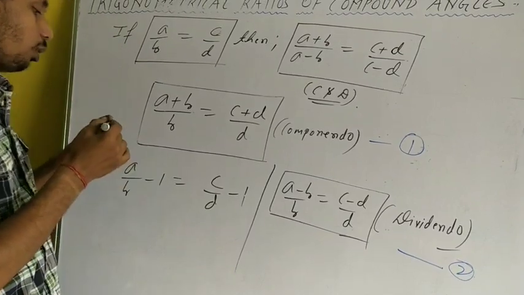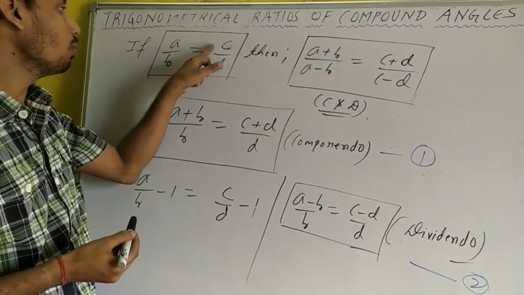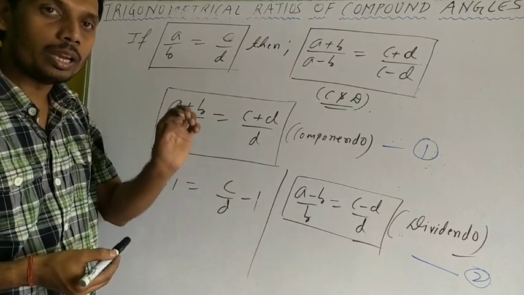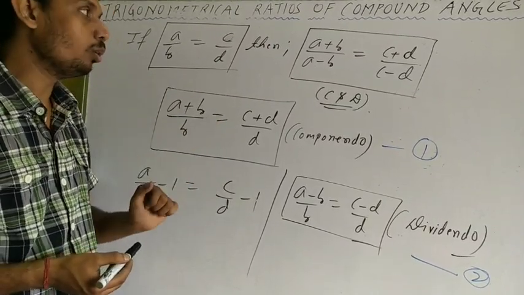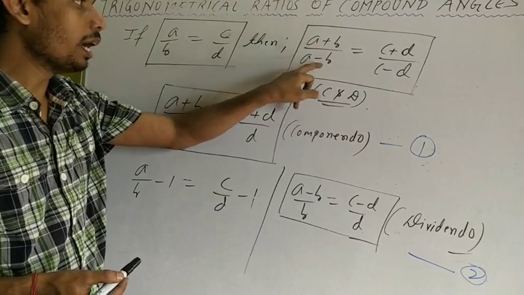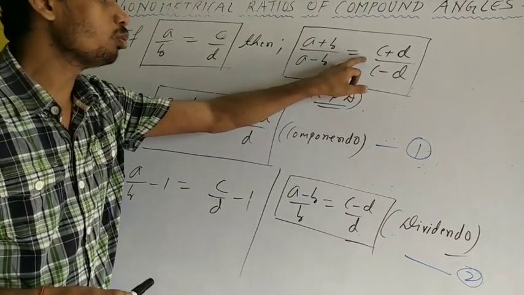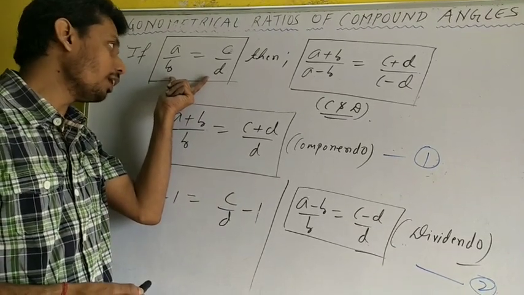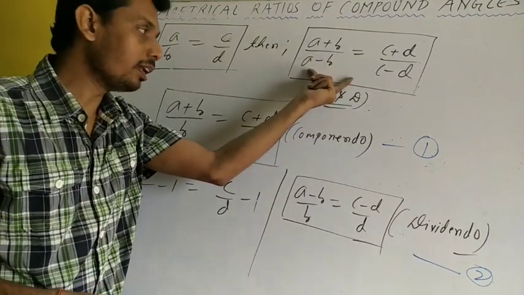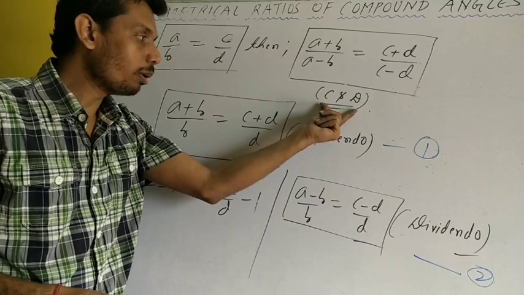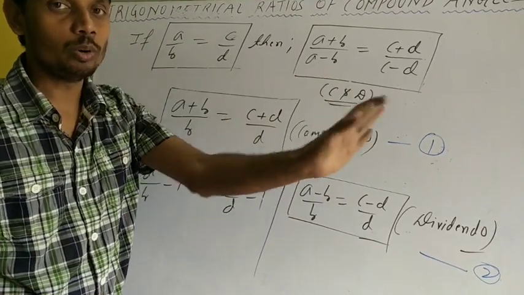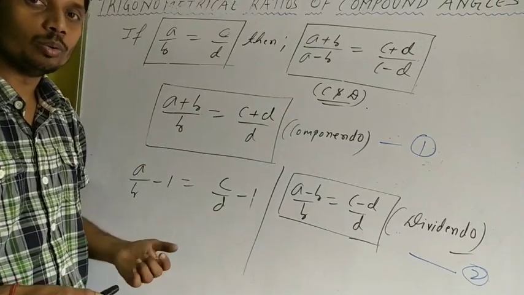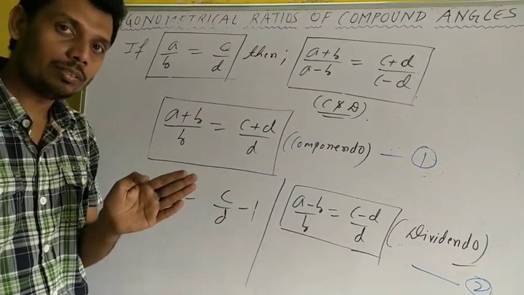That is, if a by b is equal to c by d, then we can say by componendo and dividendo that a plus b by a minus b will be equal to c plus d by c minus d. Straight away, if this is given, then applying c and d we can write this. In brackets we write by componendo and dividendo, or in shortcut, by c and d.